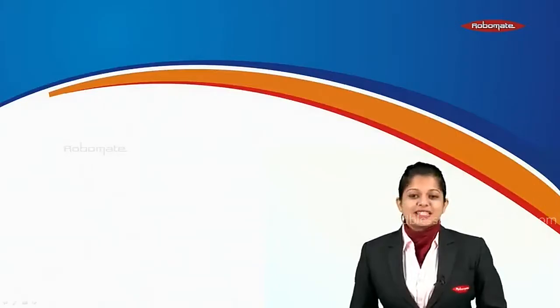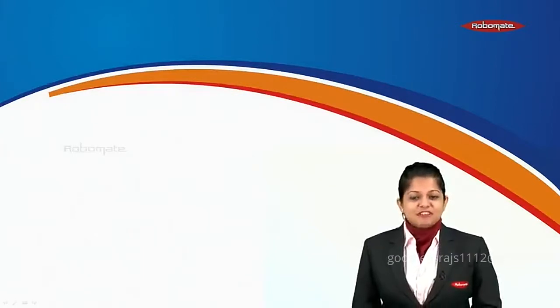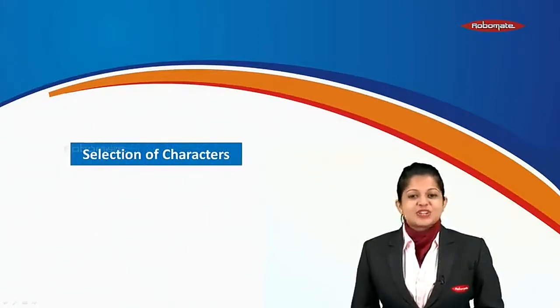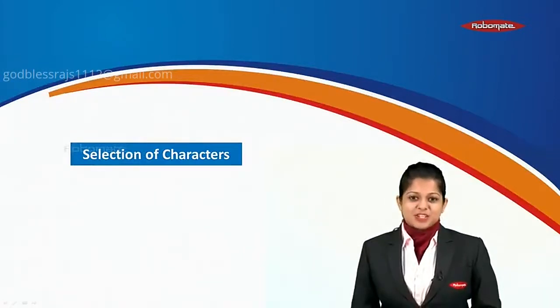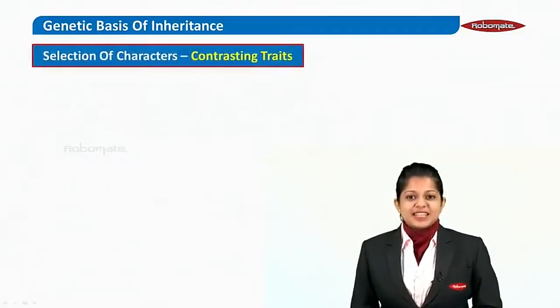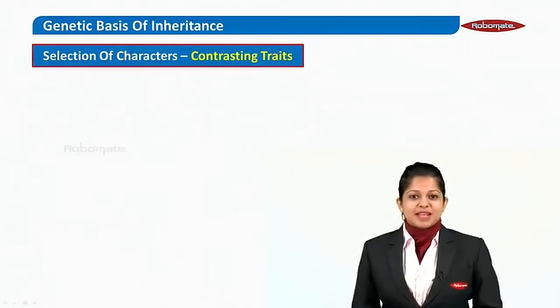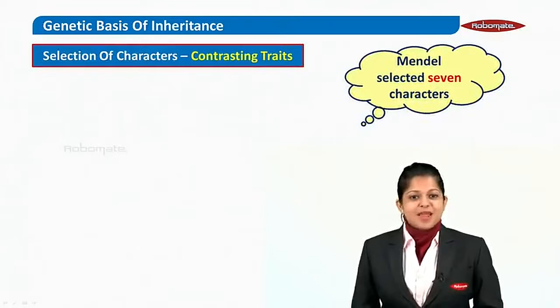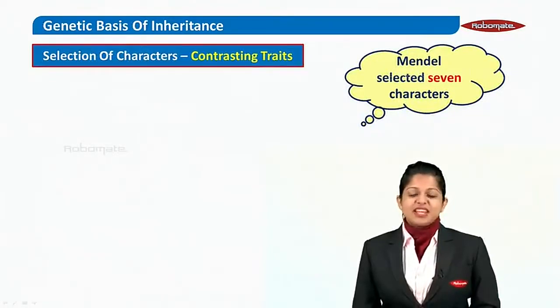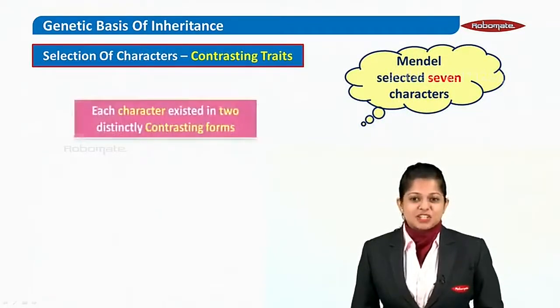Hello dear students, in this particular module we are going to study selection of characters that Mendel did for his experimentation. So let's see the characters selected by Mendel along with its contrasting traits. Mendel selected around 7 characters for his experimentation.